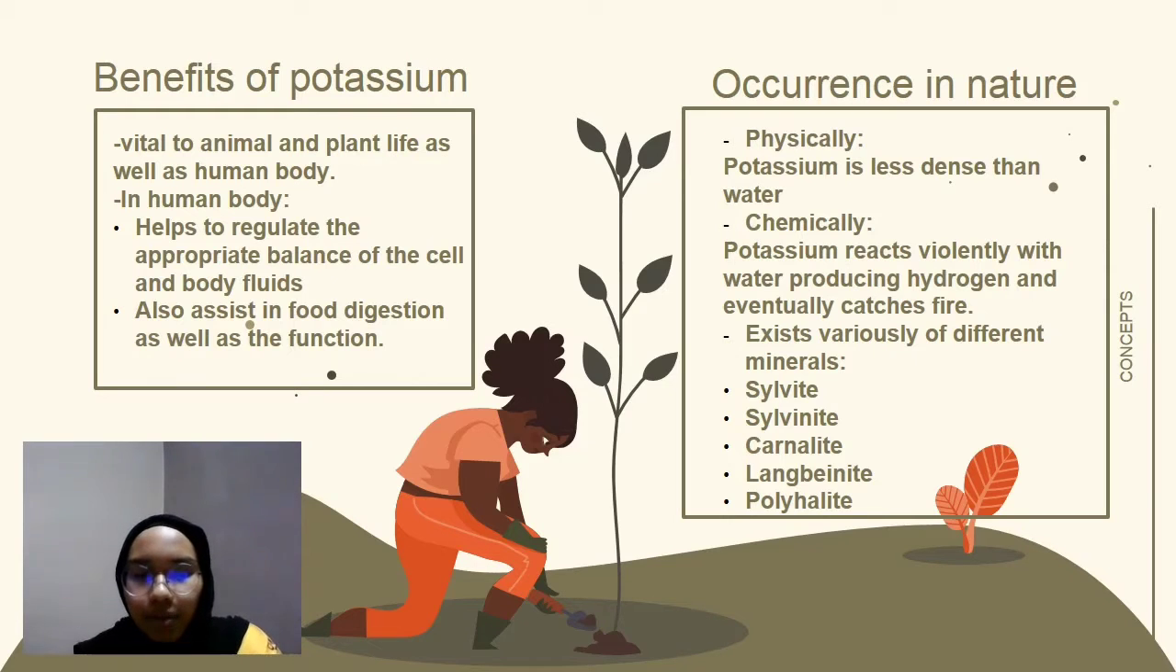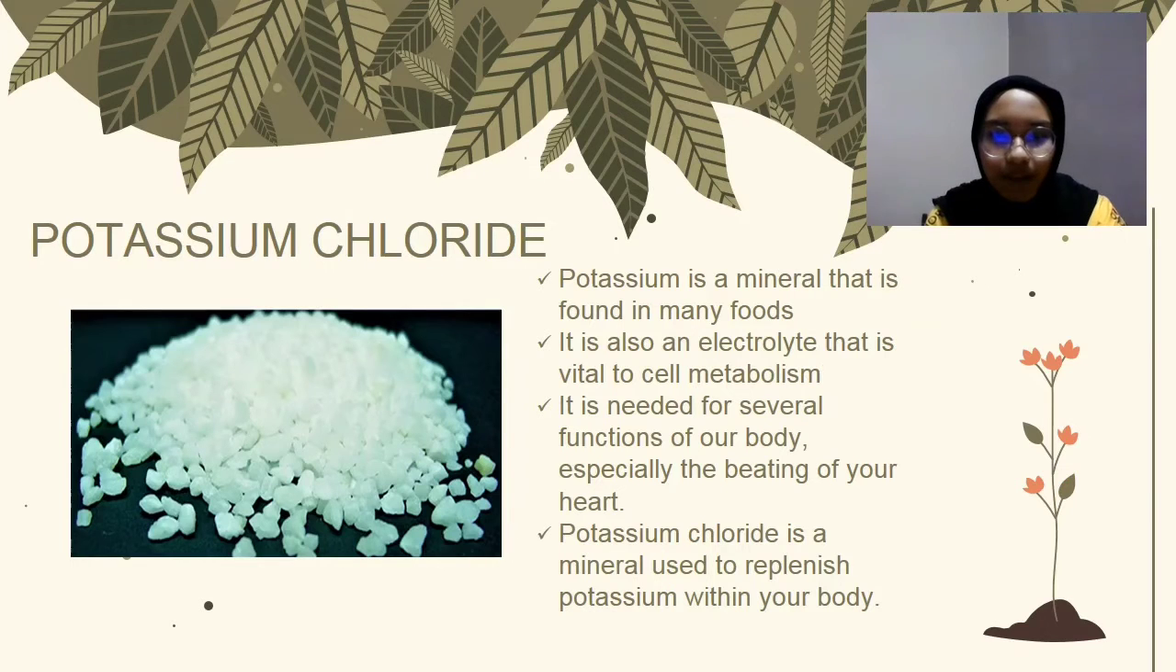Besides, potassium also exists in various minerals. There are 5 different types of mineral, which are sylvite, sylvinite, kainite, langbeinite, and also polyhalite. So, this is potassium chloride, that's also known as salt.